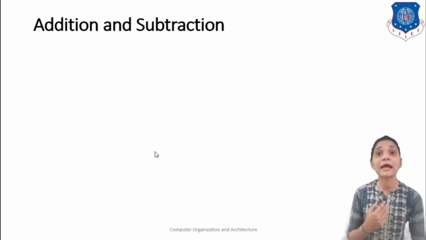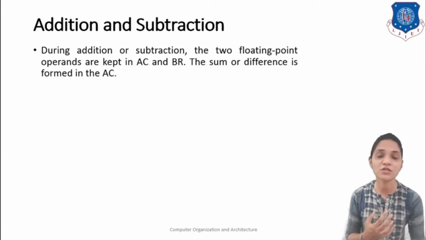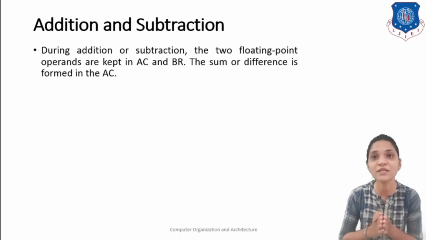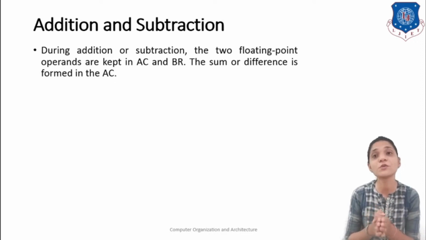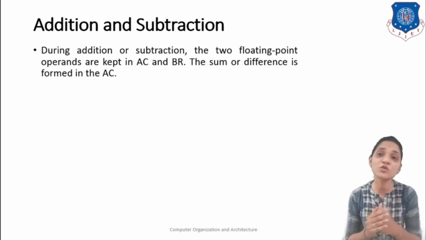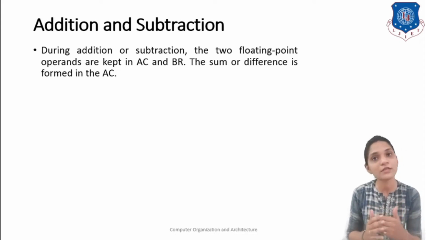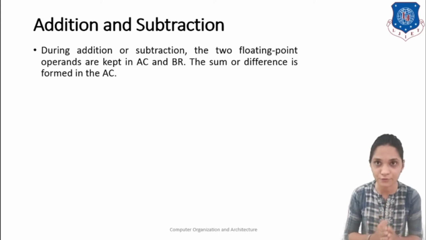Now let us see the addition and subtraction operation. During the addition or subtraction operation, two floating point operands are kept inside the accumulator and the BR register, and the sum or difference is going to be stored inside the accumulator register. The Q register is going to be used for the multiplication operation. But for the addition or subtraction operation, the accumulator and BR registers are enough.